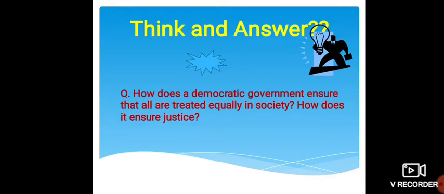All right, now coming back to Think and Answer, this is work for you to do. How does a democratic government ensure that all are treated equally in society? And how does it ensure justice? In other words, the question is asking how a democratic country ensures that everyone in society is treated equally, and how a democratic country ensures that everyone gets justice. So that is the question.